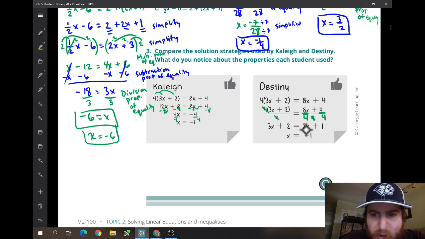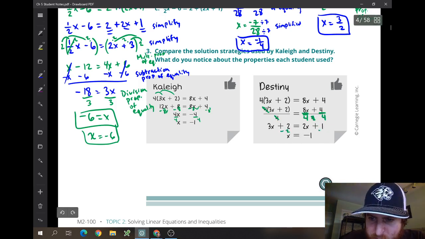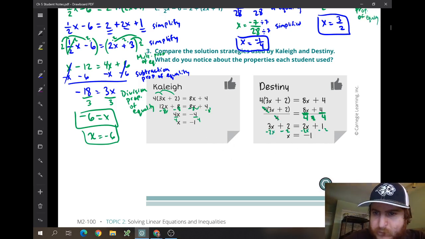So 8x divided by 4 is 2x, and 4 divided by 4 is 1. So she got 3x plus 2 equals 2x plus 1. Then she subtracted 2 to both sides and subtracted 2x to both sides. And she ended up with x equals negative 1. Same answer, right? But they just did it in a different order, and that's fine.